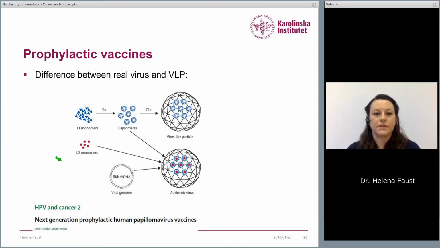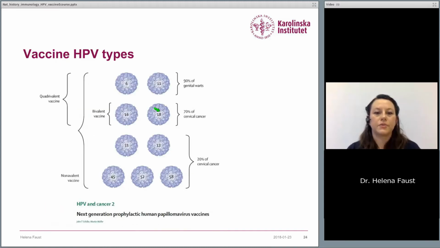So what is a VLP, a virus-like particle? It consists only of L1 capsid proteins, which spontaneously gather together. They make such spheric structures. In real viruses, there are also L2 and the genome, but vaccines do not contain any other viral protein than L1.